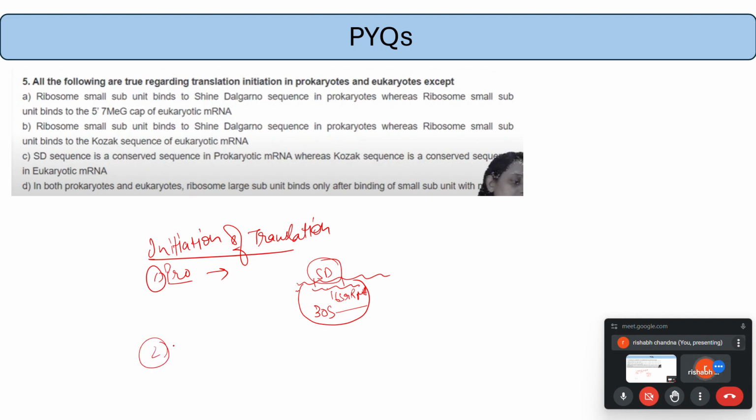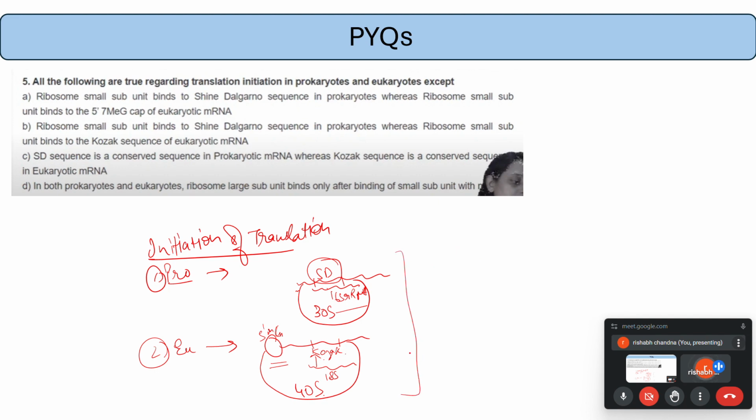Then in eukaryotes, we have two things. First is the 5 prime methyl guanosine cap, and then we have the Kozak sequence. Now the small subunit, that is 40S, 18S ribosome, recognizes Kozak sequences, and some other protein recognizes the 5 prime methyl cap. Okay, so this is the initiation in both prokaryotes and eukaryotes.